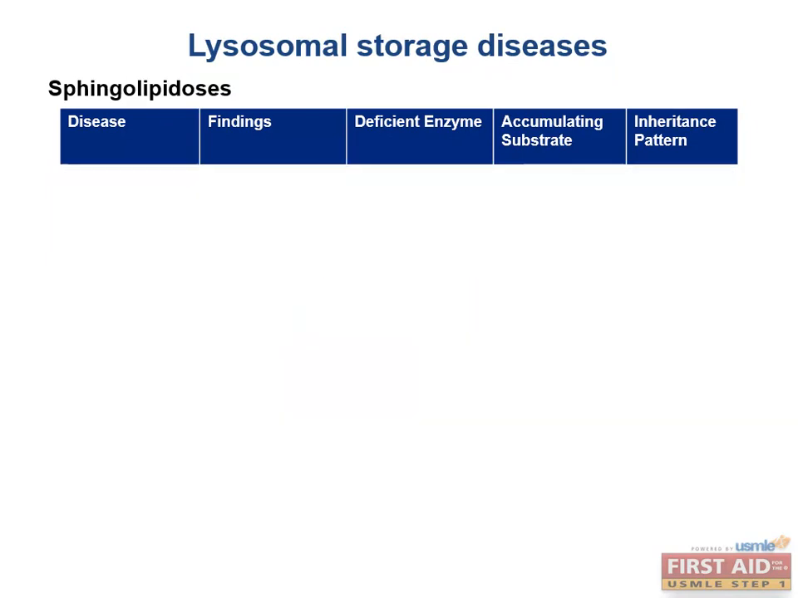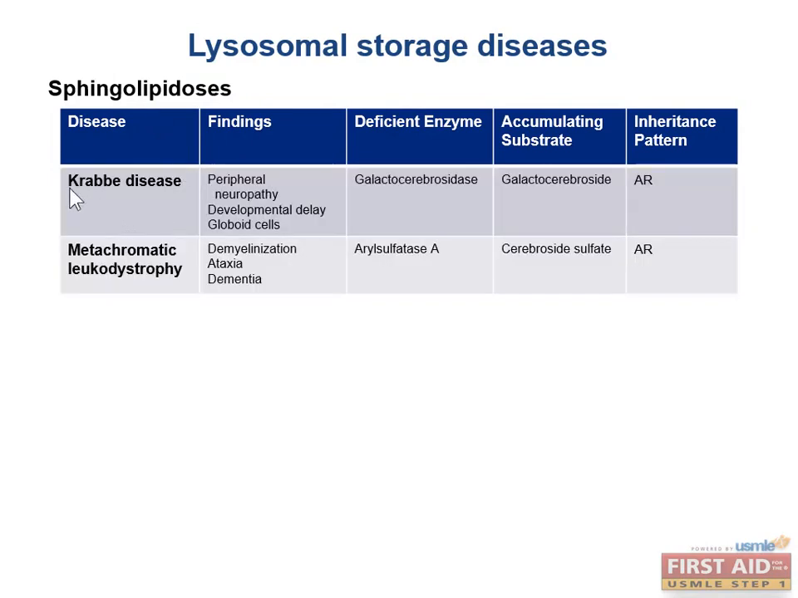What are the other two lysosomal storage disorders of sphingolipidosis? These are going to include Krabbe's disease and metachromatic leukodystrophy. These will result in the abnormal breakdown of sphingolipids. While these are less important, make sure you remember these for test day, because you may see them.